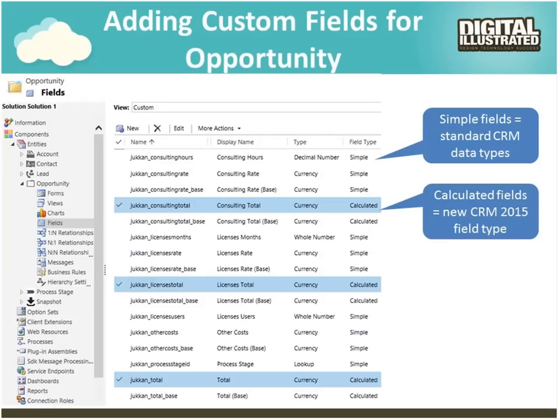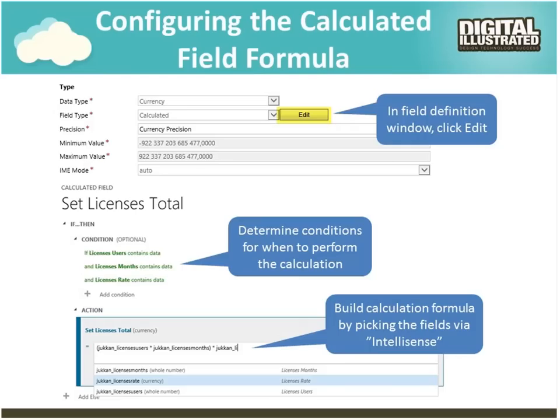And the way that you then define those calculated fields is that once you are adding a new field there, so for example, this licenses total field, then in the field definition, you have the option there for selecting the field type. So once we click on that and select that it's going to be a calculated field, then we can click on the edit button there, and we'll be presented by a calculated field definition editor that's similar to the business rule editor that we saw already on the previous scenario there. That actually allows us to determine two things, so both the condition under which we are performing the calculations and then the actual calculation itself.